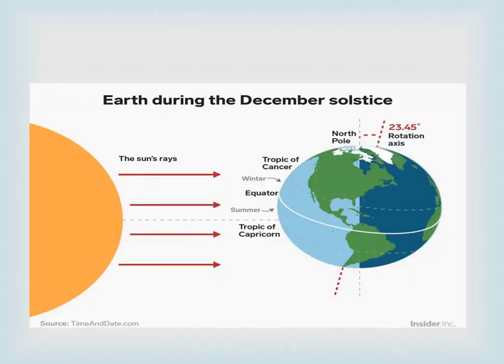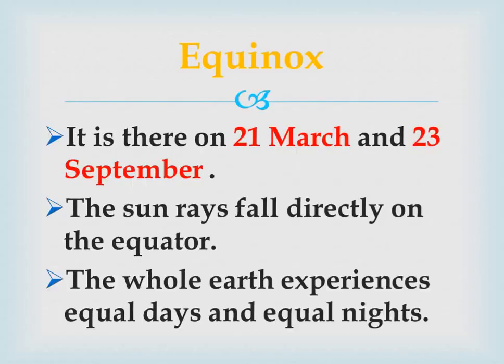Now by this diagram we can see the position of the winter solstice. The direct sun rays fall on the Tropic of Capricorn. That's why it is summer in the southern hemisphere and winter in the northern hemisphere. We already talked about everything.